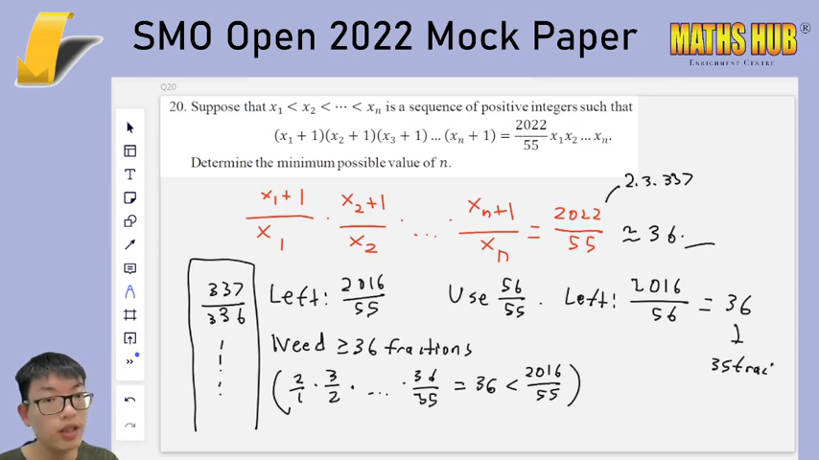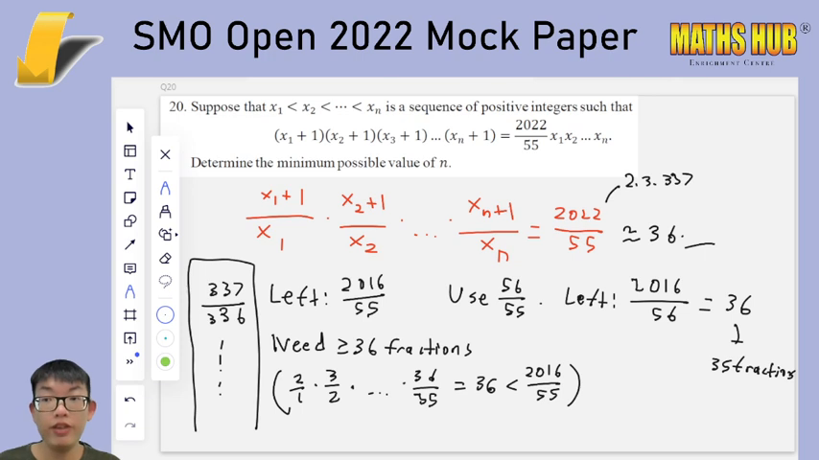Okay, so we need to be very mindful of what we have used and what we have just remarked on. So we have used 1 here, 337 over 336. We have used 56 over 55, and we used another 35 fractions. And so if we use that, in total, this is 37 fractions.